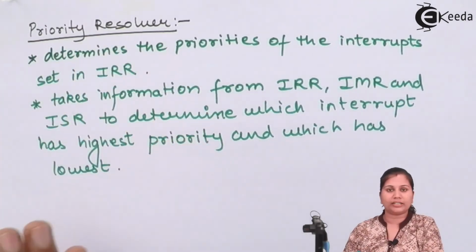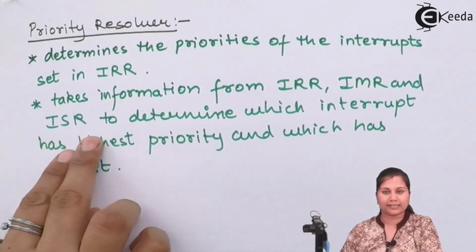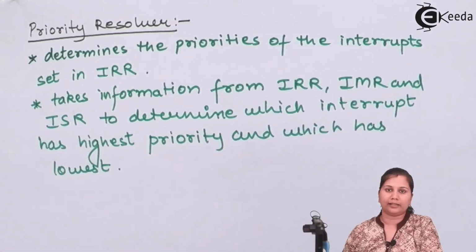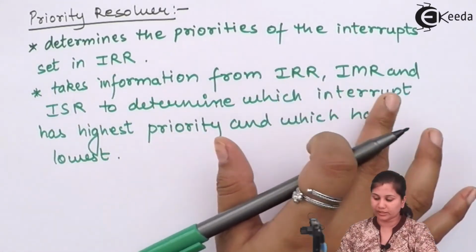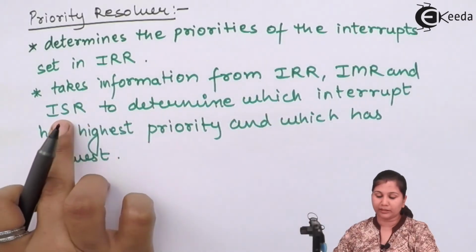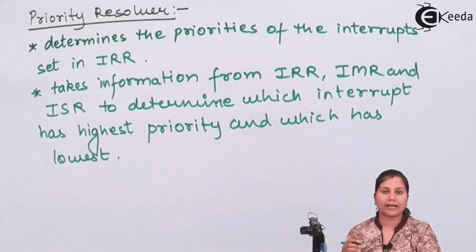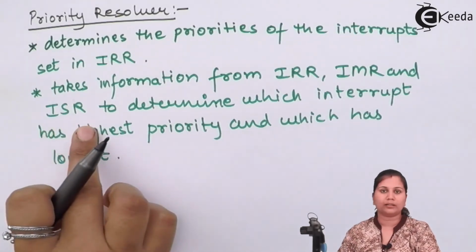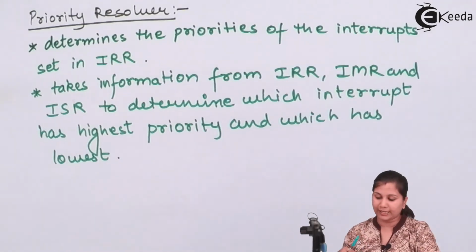This priority resolver takes information from the three registers IRR, IMR and ISR to determine the priorities among the interrupts. The interrupt which has the highest priority will have its bit set to 1 in the in-service register, because it will be accessed first by the 8259, and then correspondingly the interrupt priorities will be decided.